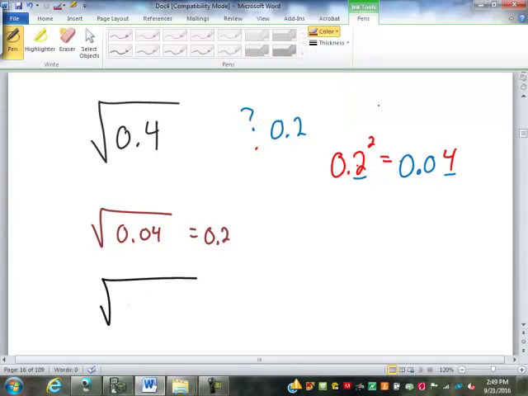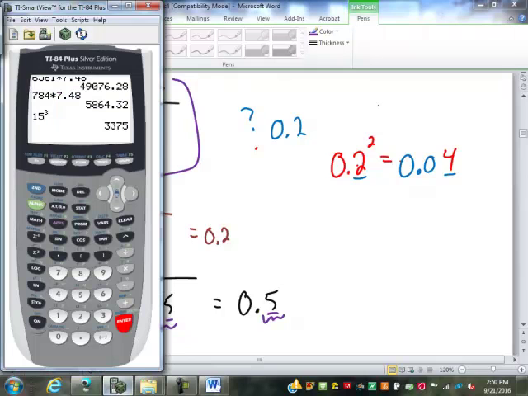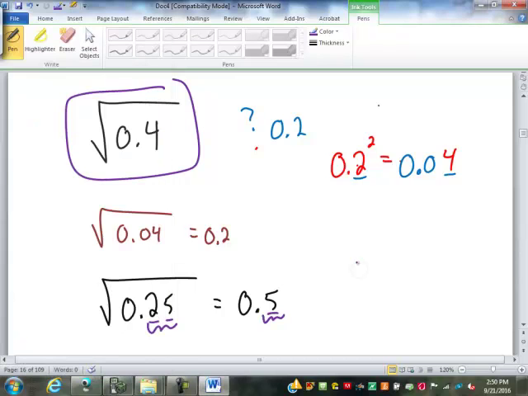The square root of 0.25, will that work out to be 0.5? Well, is the square root of 25 5? Yes, it is, right? But this goes from 2 decimal places down to 1, so that's going to work. So back up to the square root of 0.4. We have really no option to do that except to use our calculator. So that is 0.6325 if we round it.